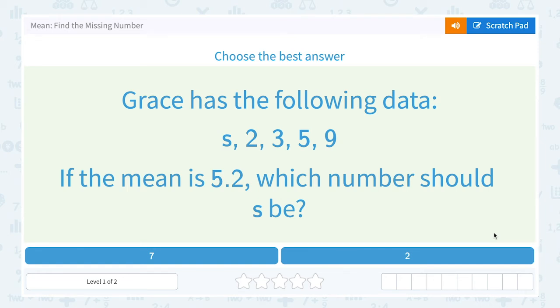Let's take a look at mean and how we can find the missing number. Grace has the following data: S, 2, 3, 5, and 9. If the mean is 5.2, what number should S be?